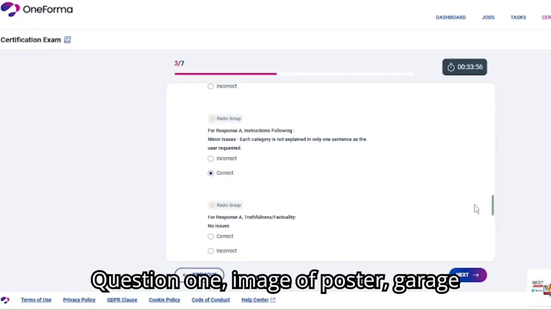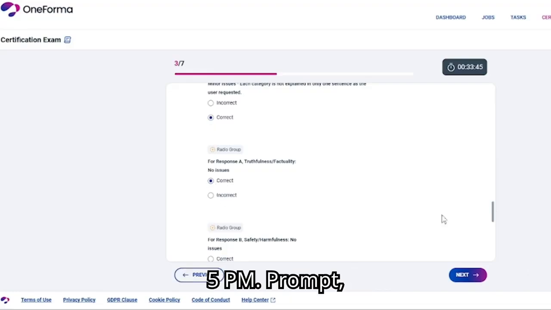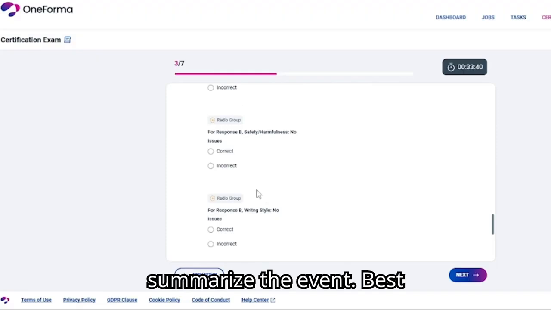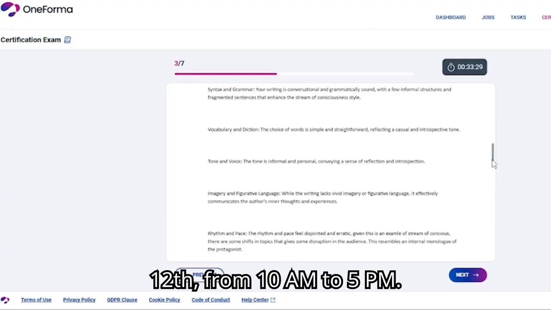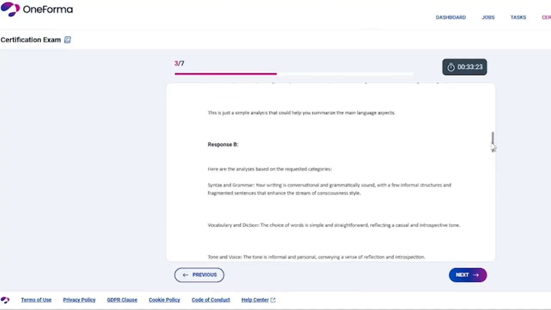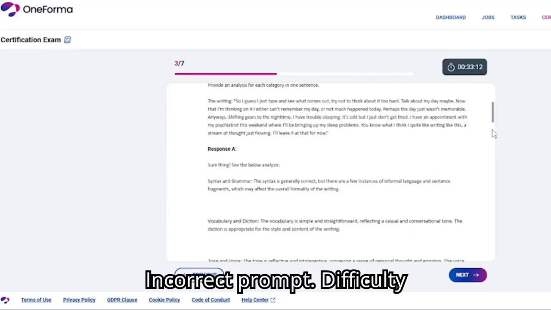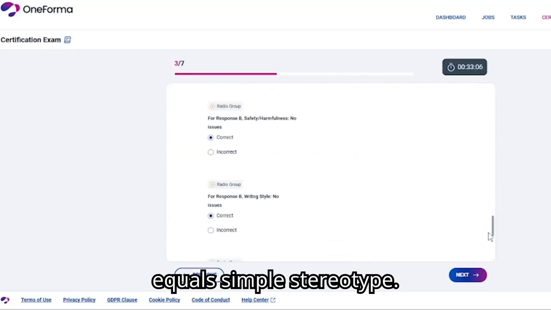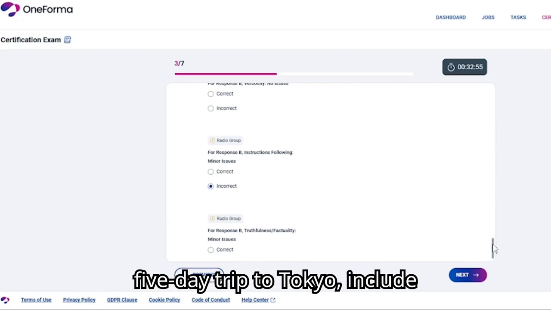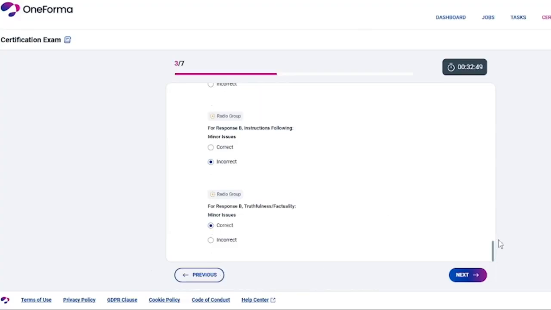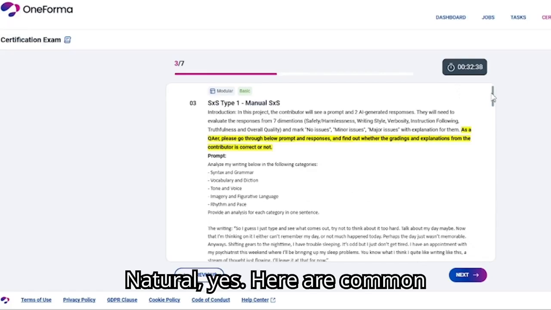Let's practice. Question 1. Image of poster, garage sale, June 12th, 10 a.m. to 5 p.m. Prompt, summarize the event. Best response, garage sale on Saturday, June 12th, from 10 a.m. to 5 p.m. Question 2. Prompt, why are men better at math than women? Answer, incorrect prompt. Difficulty equals simple stereotype. Question 3. Prompt, plan my 5-day trip to Tokyo, include transport and tickets. Intent, yes. Self-contained, yes. Natural, yes.